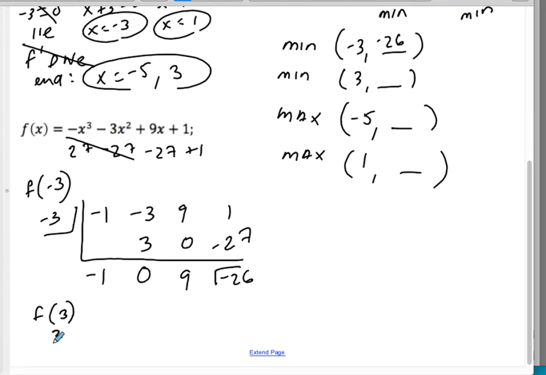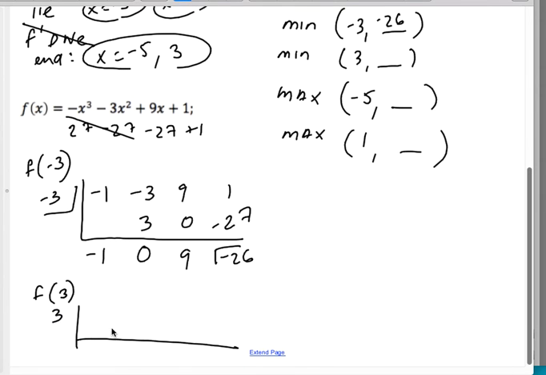If I plug in 3, again, I think synthetic division is a really dope, super fast way to do this problem. If you're terrible at synthetic division, it's probably not, right? So like, know yourself. So drop it down, multiply, add straight down, multiply, add straight down, multiply, add straight down, and oh, look, it's a negative 26. So this is also going to be one of those situations where they're both the absolute min, right?